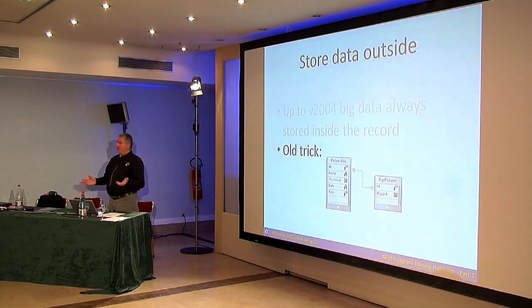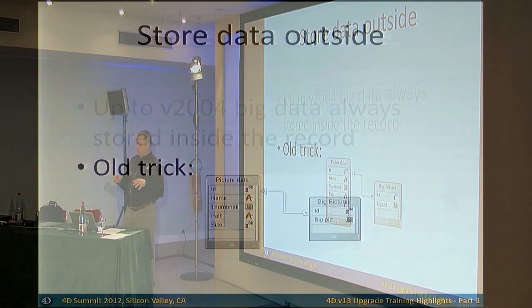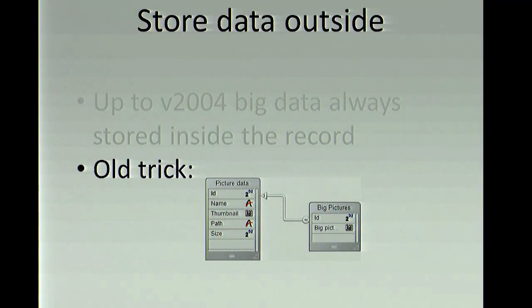There has been an old trick, very shortly, to do a manual one-to-one relation. Who of you has used something like this? Okay, only one, fine. It was used to get the big data outside and to have faster loading times. And only if you activated the relation by programming, when you related the record, did you load the big data.